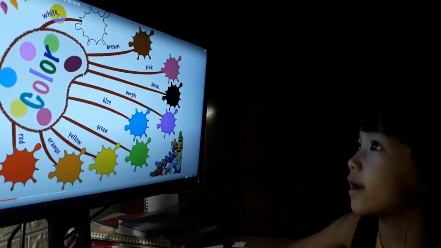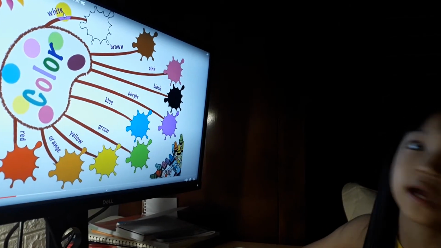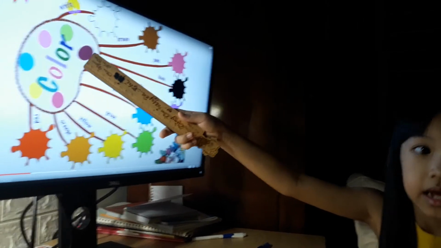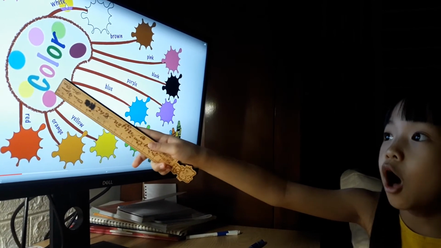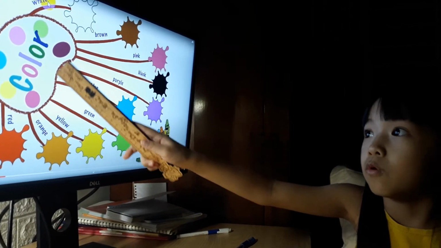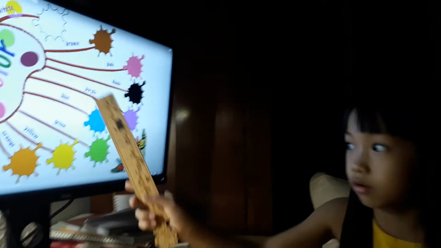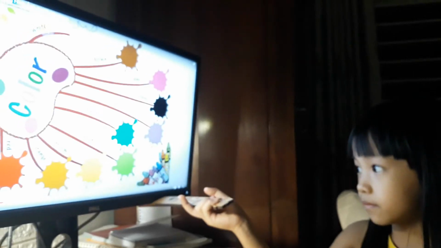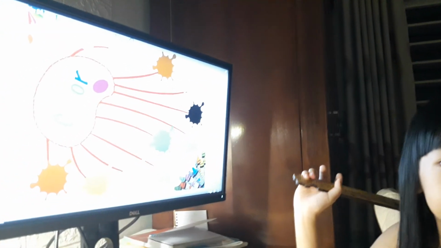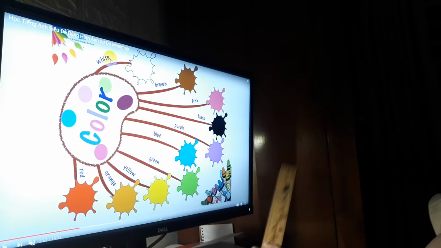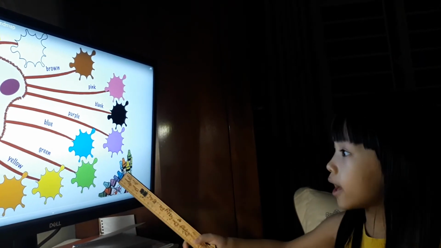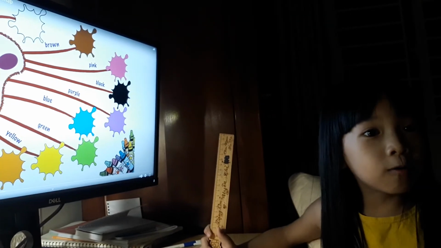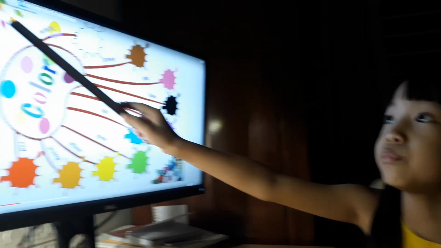Let's see, what next? Oh yeah, let's read the sentence. Can you read it? It's called, first, we start with color. Color. It's called color. Can you find some? Oh, what are they? You know what they are? They are crayons. And they are paintbrushes.